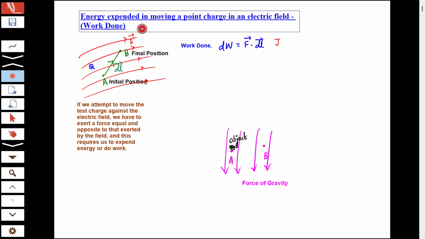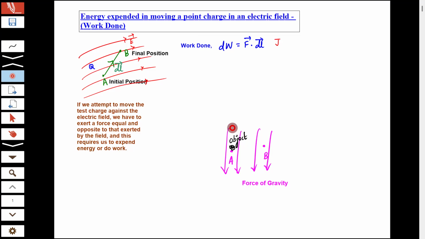Hello everyone. In this video, we are going to discuss the amount of work done, or we can also say energy expended, in moving a point charge in the presence of an electric field. Before starting with that, we will understand the concept of moving an object under the force of gravity. We all know an object which is present in the force of gravity can be moved by exerting an equal and opposite force of this gravity from one point to another point.